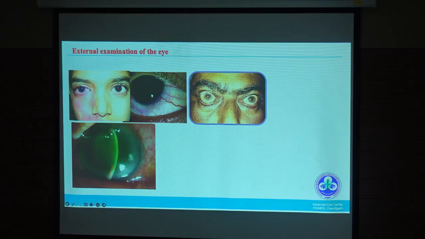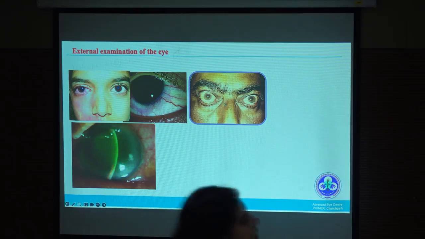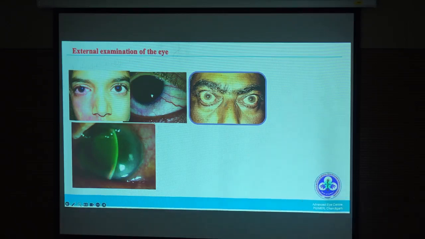In the third picture, this stare-looking eye is a sign of thyroid eye disease. Thyroid eye disease can also have open angle glaucoma. And of course, the last photo, this is angle closure, the congested eye with a shallow anterior chamber. The congestion itself gives some clue about the glaucoma.